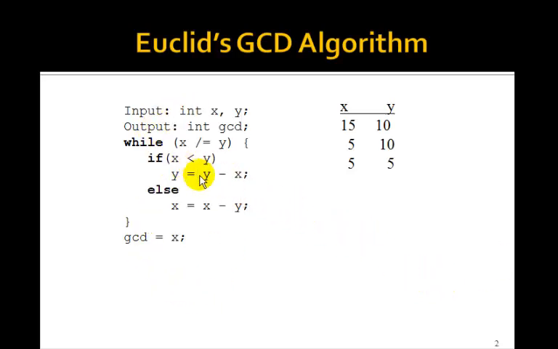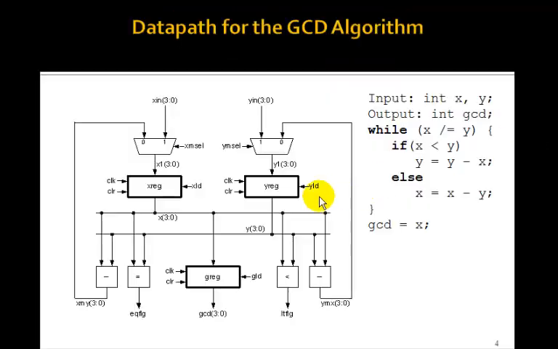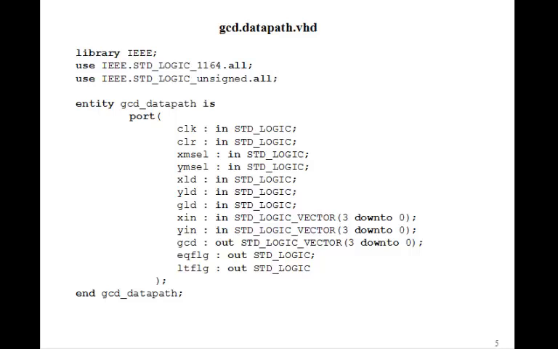It had a while loop, and we realized that there was no while loop in VHDL, so we had to develop a data path and control unit, which we did in lesson 94. Here was the data path. You remember we had the three registers, X-reg, Y-reg, G-reg. We had two subtractors, an equality detector, a comparator for the less than, and two multiplexers. So let's write a VHDL program for this data path.